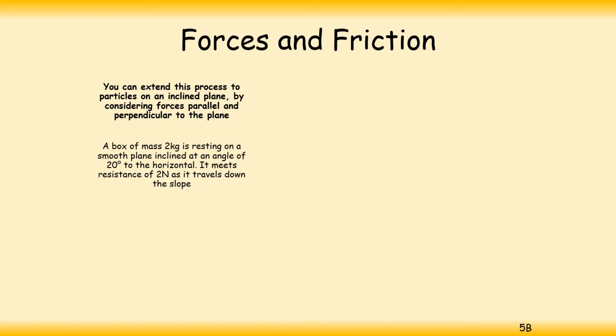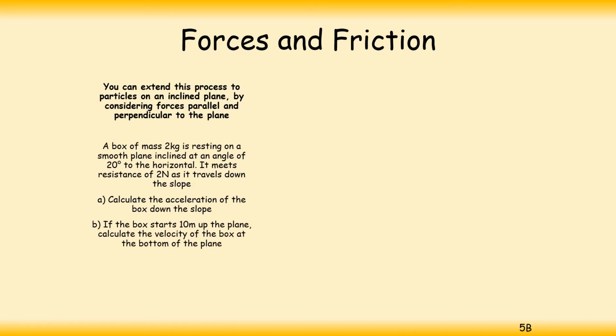So let's take this question here. We're told a box of mass 2 kg is resting on a smooth plane inclined at an angle of 20 degrees to the horizontal, and it meets a resistance of 2 Newton as it travels down the slope. Remember, the 2 Newton is resistance, so it's going to go in the opposite direction to the motion. We're asked to calculate the acceleration of the box down the plane, and then we're asked to find the velocity of the box at the bottom of the plane.